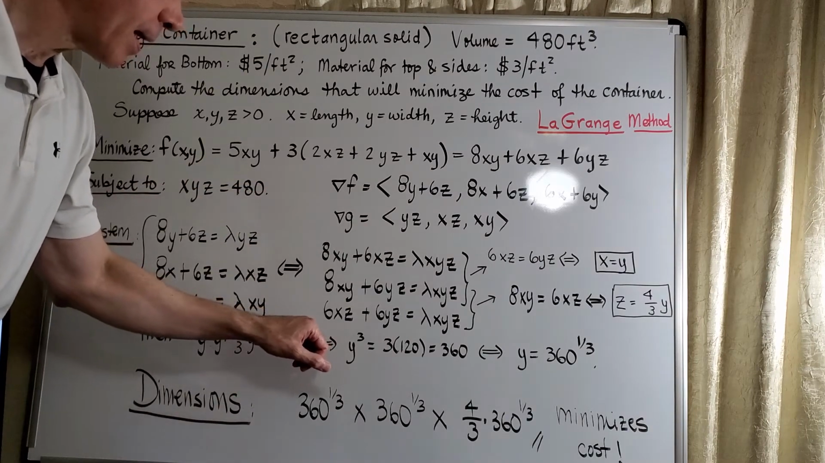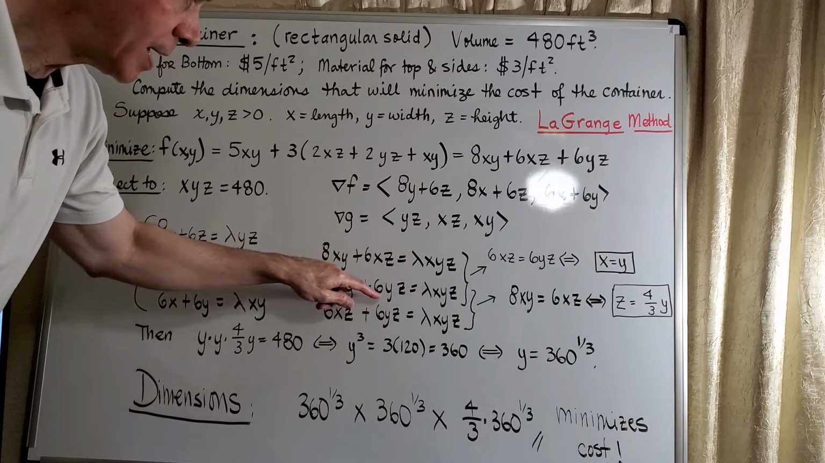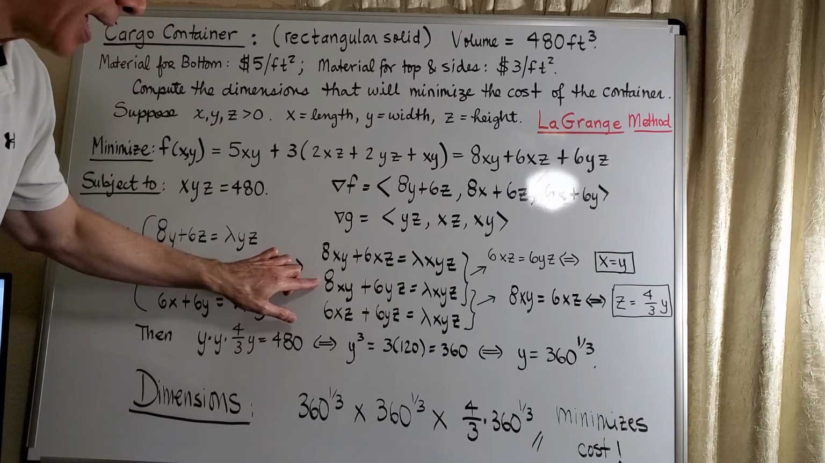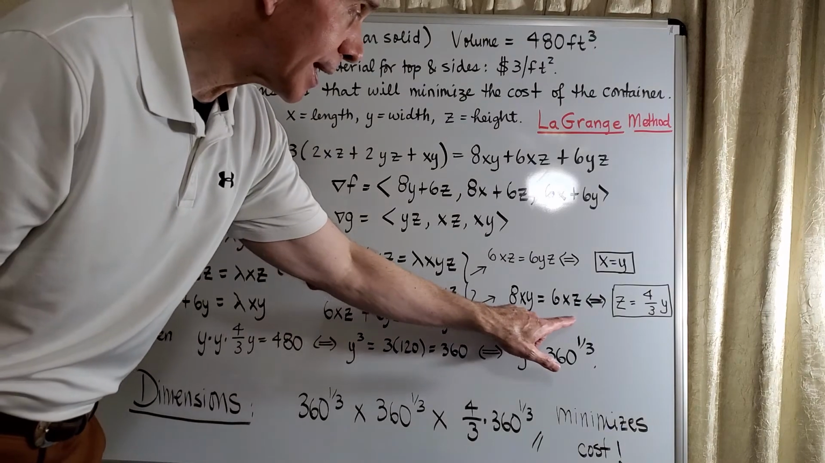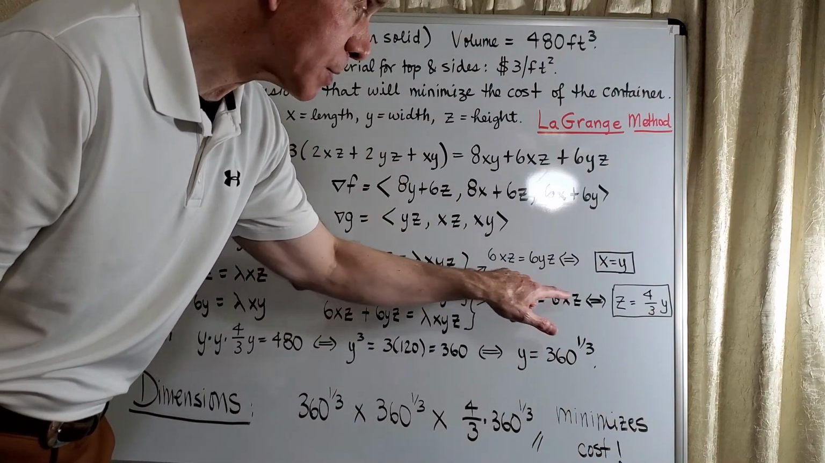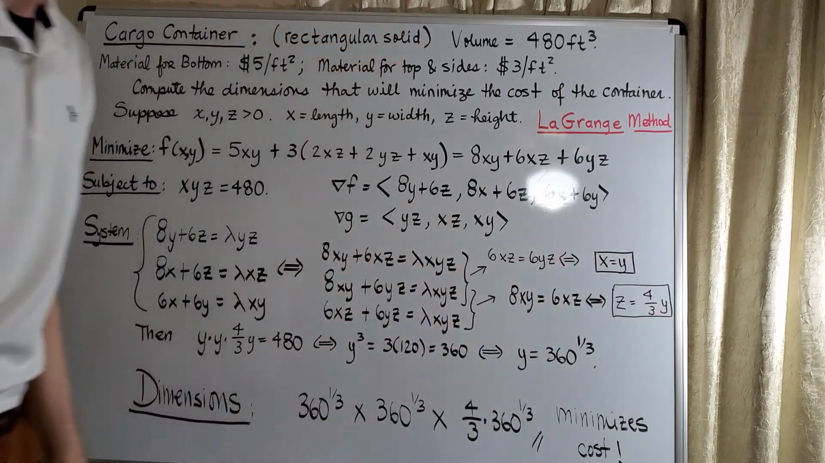Notice again that when we set these two equations equal, these two terms absorb since they're equal, but then that gives us 8xy equal to 6xz. Again, x is positive, so it will absorb, and we get 8y is equal to 6z. If we solve for z, we just get z equals 4/3 y.